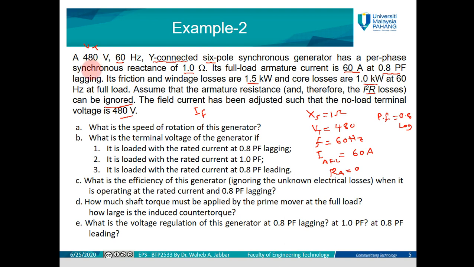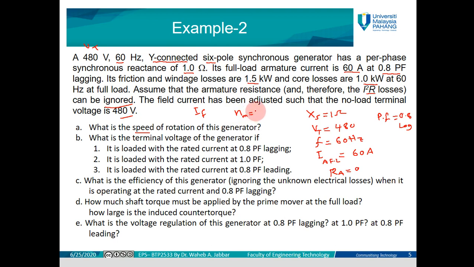The question here consists of different parts. Actually, with this type of question you need to focus when you solve it. So go step by step. What is the speed of rotation of the generator? When we talk about the speed, the generator has only one speed. A synchronous machine has only one speed, which is the synchronous speed, the machine speed, the same. So ns or nm can be calculated, equal to the n of the generator.